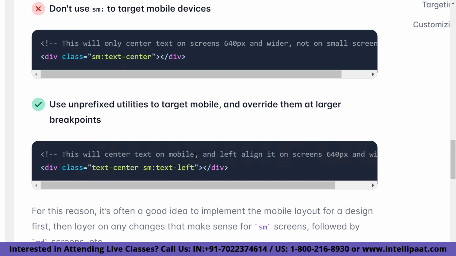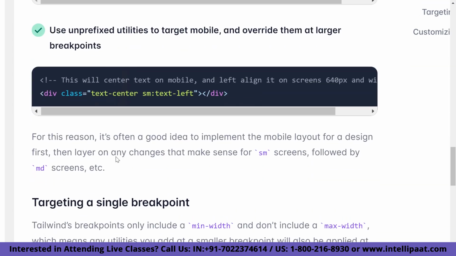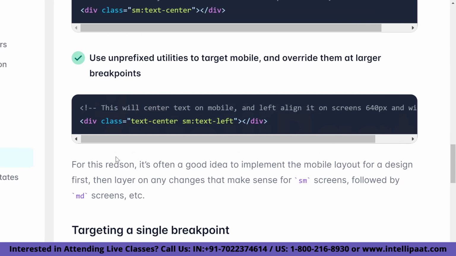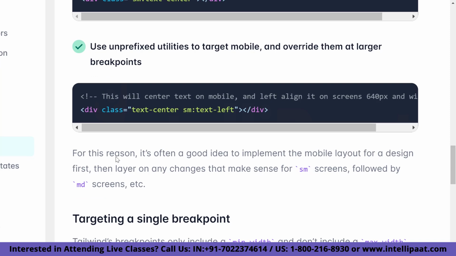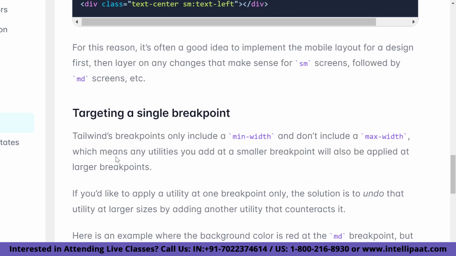So this will center the text on mobile and left align it on screens 640 and wider. Okay, so this is what this means. These are very small things which you will be learning. I would definitely advise you to thoroughly read the docs and understand the examples they have given. And when you are creating the website, your approach to developing a UI will be pretty clear.